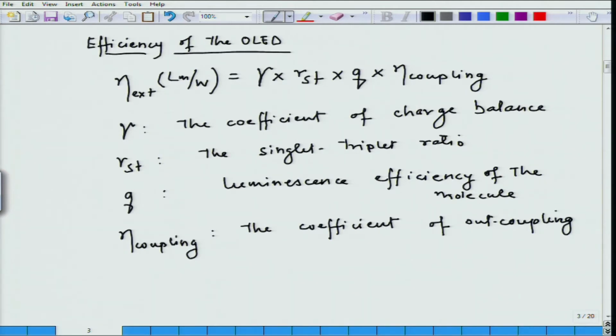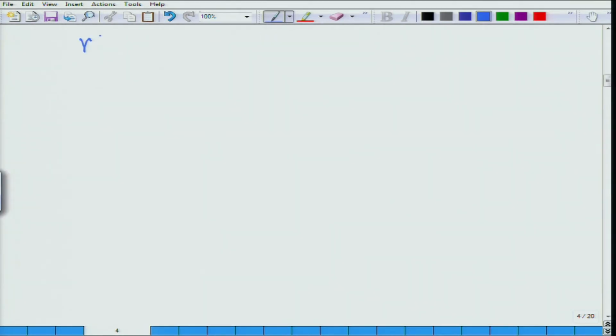And now let me explain each of these terms and try to see how I can improve them. Finally, my goal is to have as efficient an LED as possible, so how would I improve each of these efficiencies? So, let us first look at the gamma term, which is defining the charge balance in the device. If I am looking at this device in a cross section, electrons are coming from the cathode side and holes from the anode side. The first process is injection of carriers, from the anode and cathode.